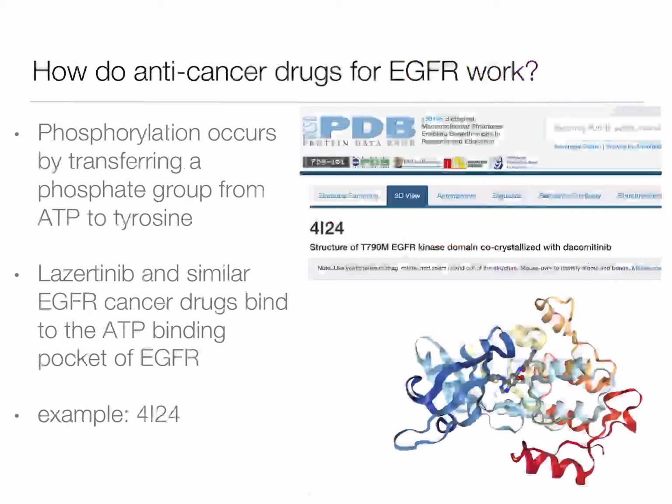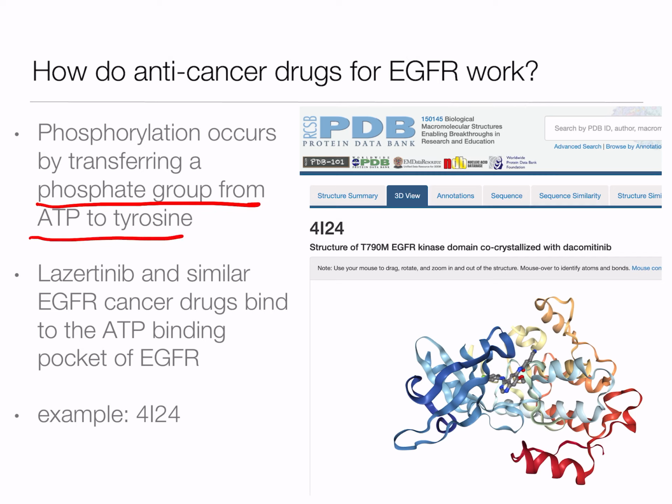Then how do anti-cancer drugs work for EGFR? The phosphorylation occurs by transferring a phosphate group from ATP to tyrosine. The source of the phosphate group is ATP, and the phosphate groups are transferred from ATP to the tyrosine of EGFR.